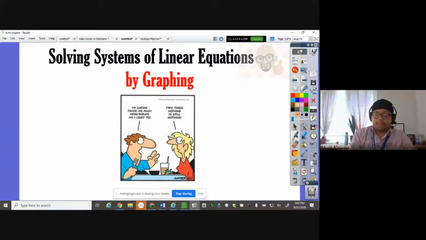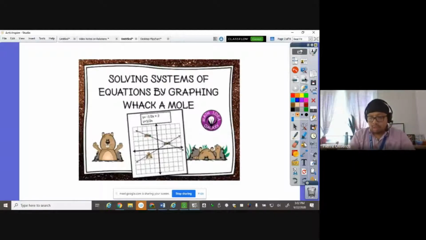Okay. And there are several methods of solving a system of linear equations. There's graphing, substitution, and elimination. For today, we're gonna apply graphing. So we're gonna solve it by graphing. When we're solving a system of linear equations by graphing, we always find the POI. What does POI stand for? Point of intersection. We're gonna find the intersection of the two lines or the two graphs, and that intersection will be our solution.